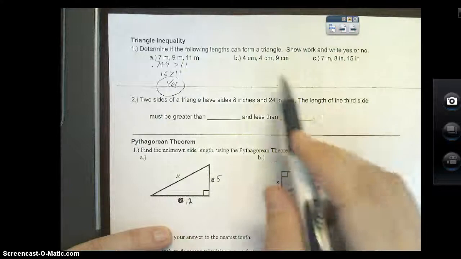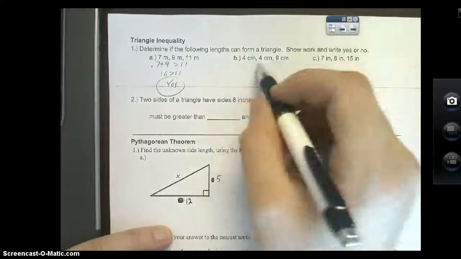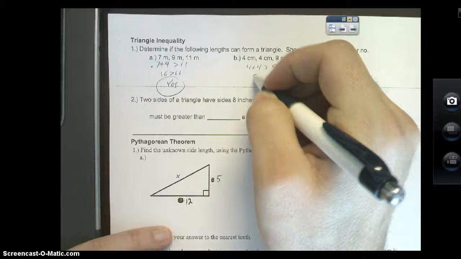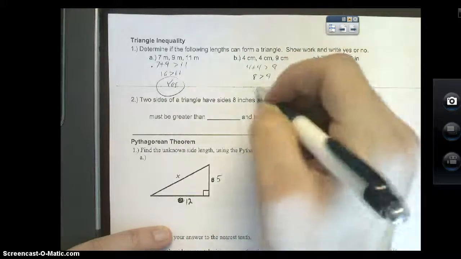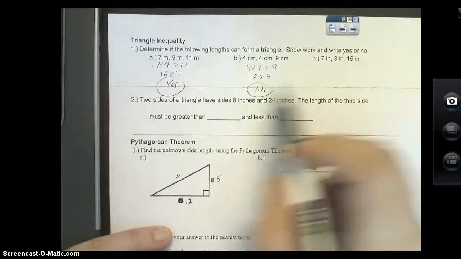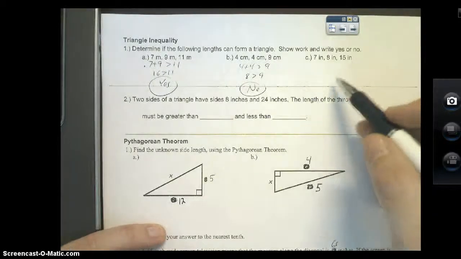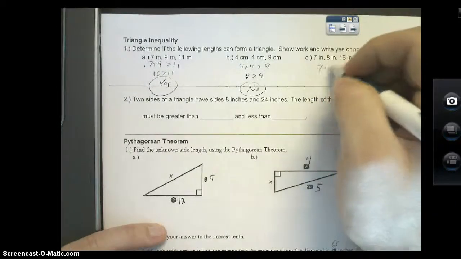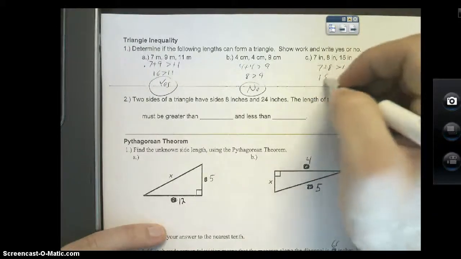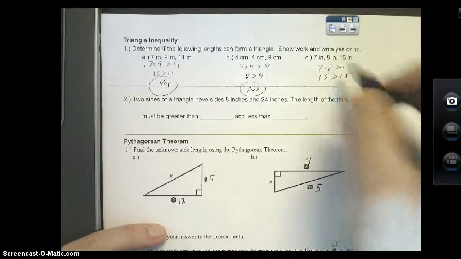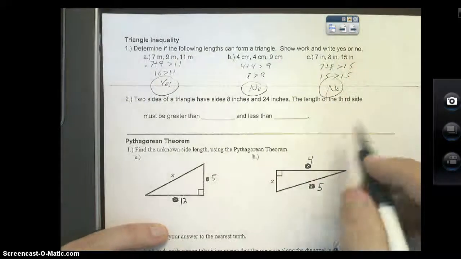Part B, 4 plus 4. Trying to see if that's bigger than 9. It is not. Again, we talked about in class how it would not be long enough to create that third side, so it just would not work out. Lastly, 7 plus 8. Trying to see if it's bigger than 15. If it equals, it's still not greater than. So this would still be a no. It needs to be greater than.